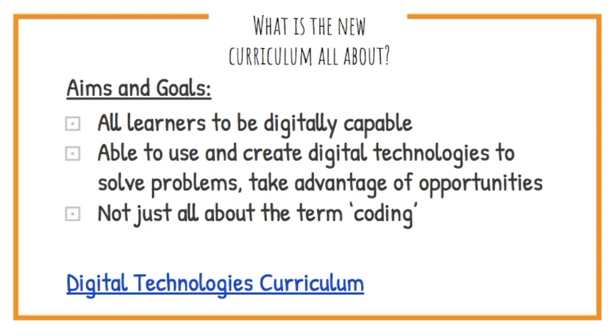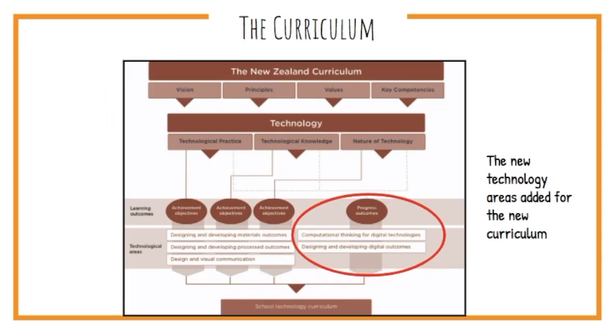If you have not yet read or seen the digital technologies curriculum, there is a link there at the bottom that you can click on and have a look at. So this is where it fits into the current technology strand within the New Zealand curriculum. On this side we have the 3 strands that currently exist already, and then we have the new addition of the 2 new areas, which is computational thinking for digital technologies and designing and developing digital outcomes. And for these 2 we actually have something called progress outcomes used. It's not using achievement objectives.